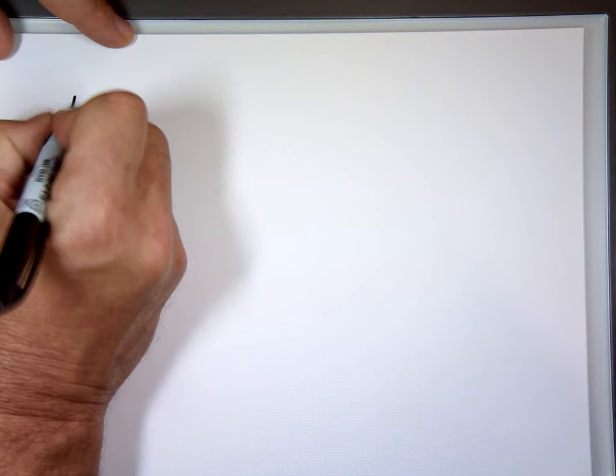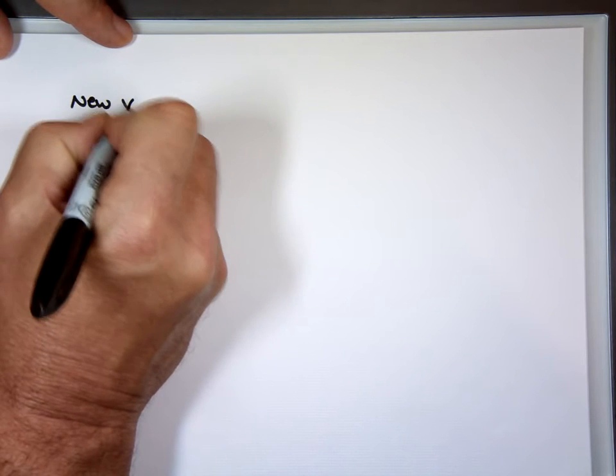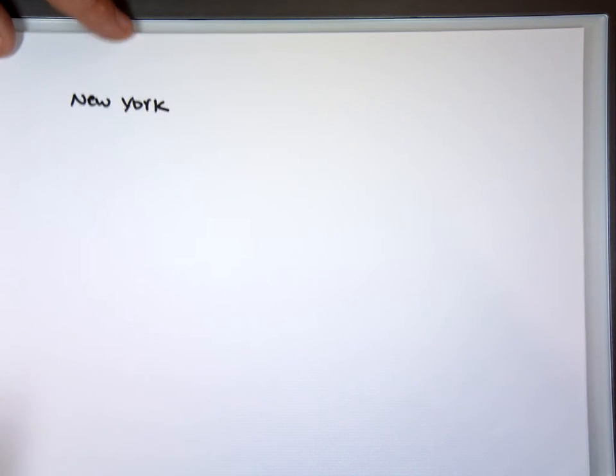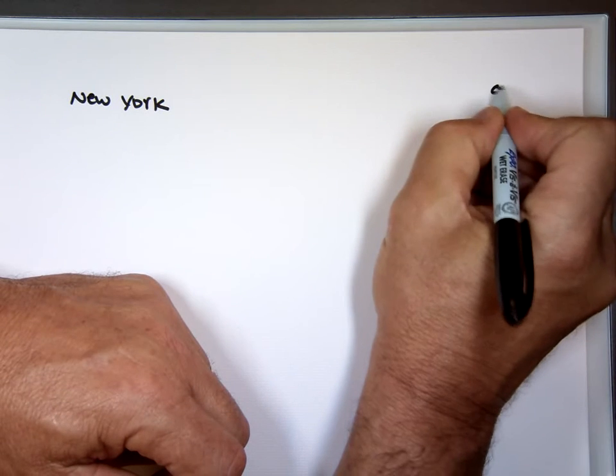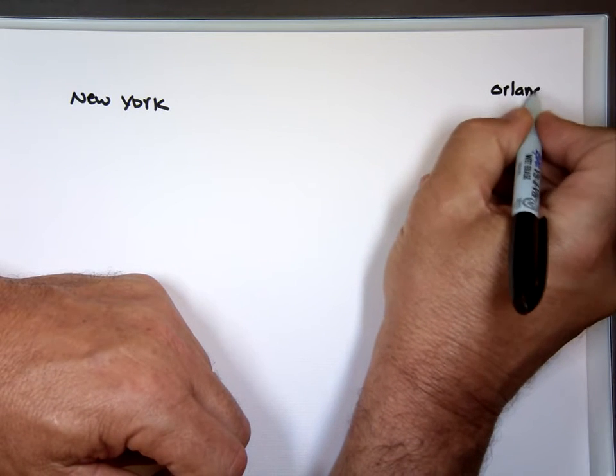Your family decides to take a drive from, I don't know, where are we going to go from? New York City to Orlando, Florida. Going to go see Mickey Mouse.